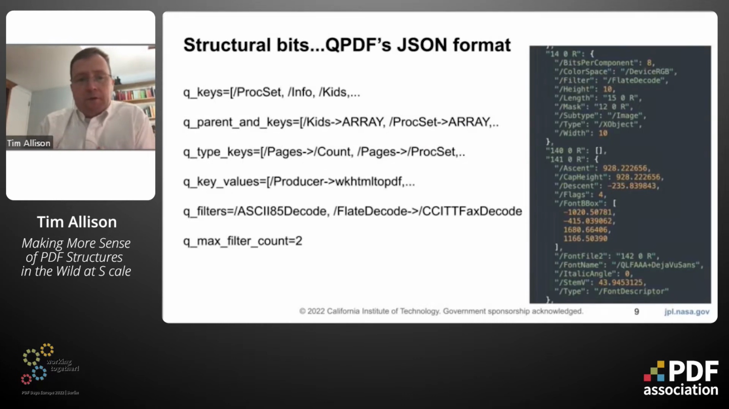We've also done some more substantial feature extraction from QPDF's JSON format. That allows us to get what keys are in PDF dictionaries and do counts on those, and allow advanced users to search on that kind of information, what kinds of combinations of parents and keys. Types: if a PDF object says that it is a pages type, what kind of keys do we have in that? Key value pairs, which can be extraordinarily useful to find out different values for common keys, what kind of filters are being used, maximum filter count, all sorts of things.